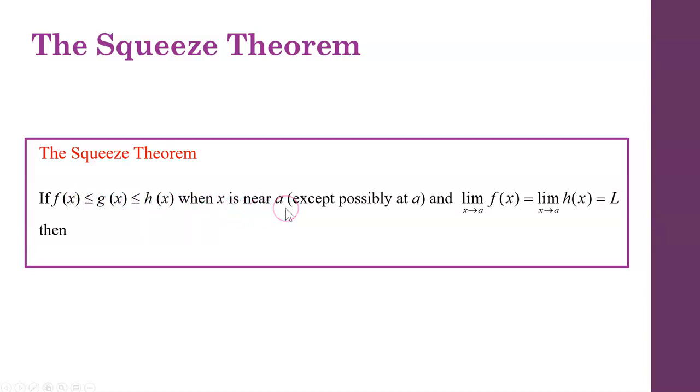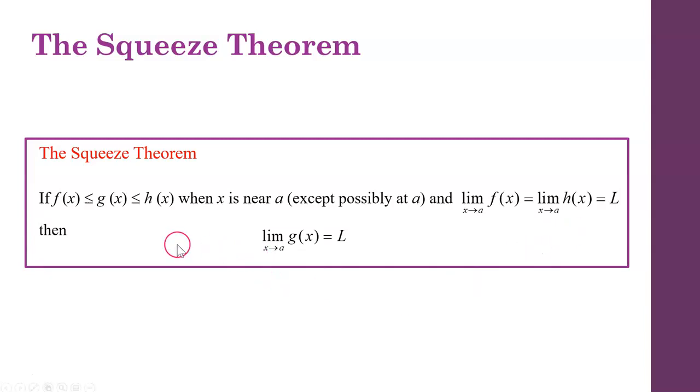Whenever x is near a, except possibly at a, again, because we're finding the limit, so the value at a itself is not what we're looking for. We're looking at numbers close to a. If the limits of f and h agree, so the limit as x goes to a of f of x is equal to the limit as x goes to a of h of x, both equal to some value L, then the limit as x goes to a of g of x is also L, right?